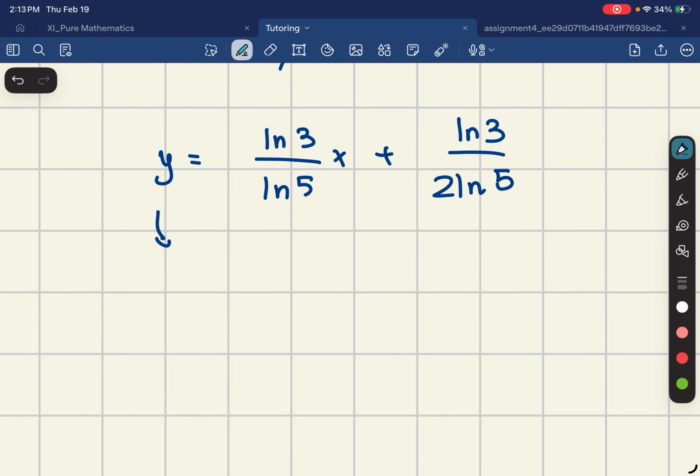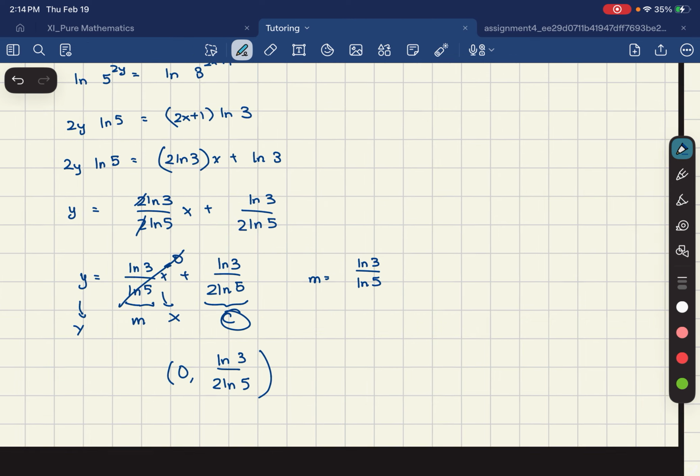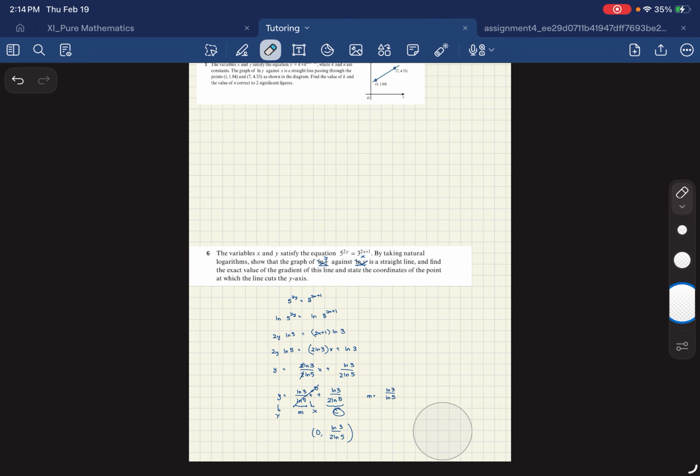And this is just your y, this is your x, this is your m, and this is your c. And you can see that this is a linear relationship. So now, your exact value of your gradient is ln 3 over ln 5. That is what the question asks you to give, and it asks you to give the exact coordinates of where the graph cuts the y-axis. So if you want to know where the graph cuts the y-axis, which is the y-intercept, you just put x equal to 0. And when x is equal to 0, this whole term cancels out, so you just have ln 3 over 2 ln 5. That is your y-intercept, that is c. So that is your answer for question 6.